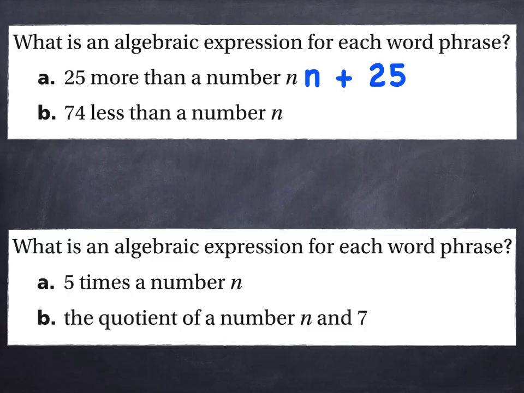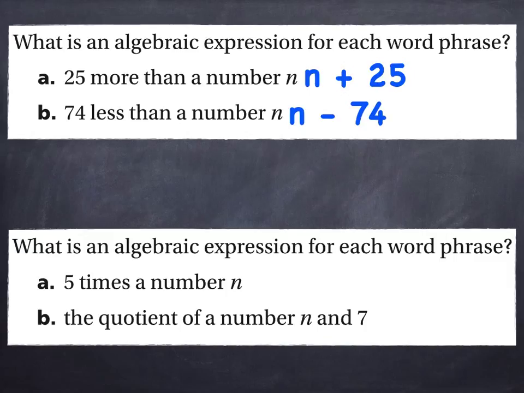The next one says 74 less than a number n. So 74 less than a number n would be n minus 74. And there the order definitely does matter, because n minus 74 is not going to give you the same result as if you had 74 minus n. So 74 less than a number means start with a number and take 74 away, or subtract 74.